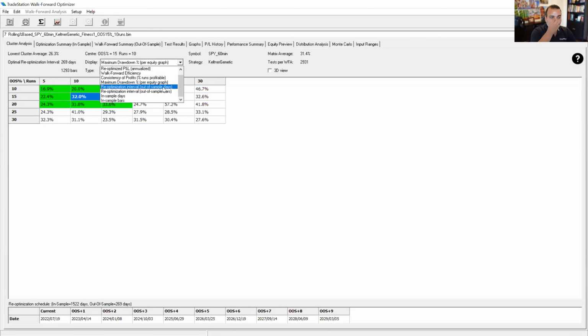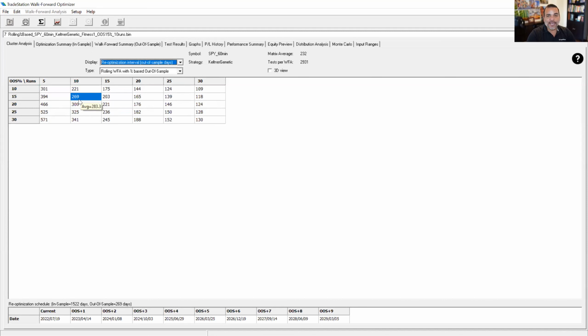Now, this is the re-optimization interval of out of sample days. Notice that 269 is the center of the cluster, and that's the one that is suggested that we should re-optimize the strategy in. But you see the other schedules here. The ones that pass with distinction have a higher interval for the re-optimization schedule at 394 trading days, 300 trading days. But you can see those details for each one of the runs.